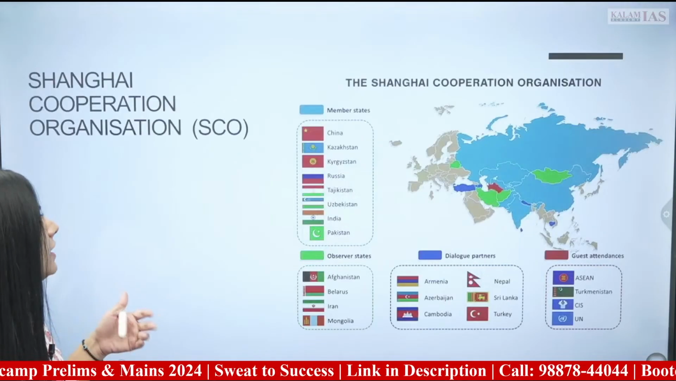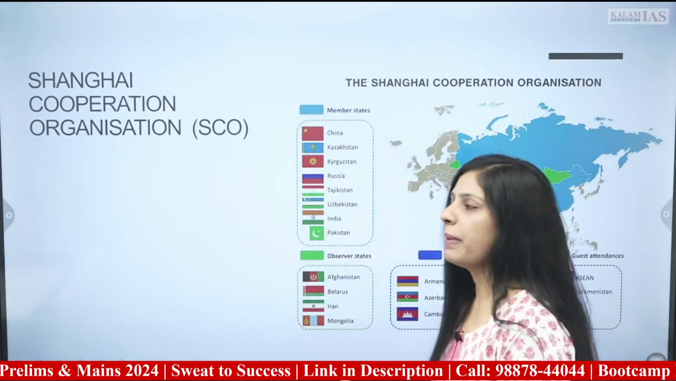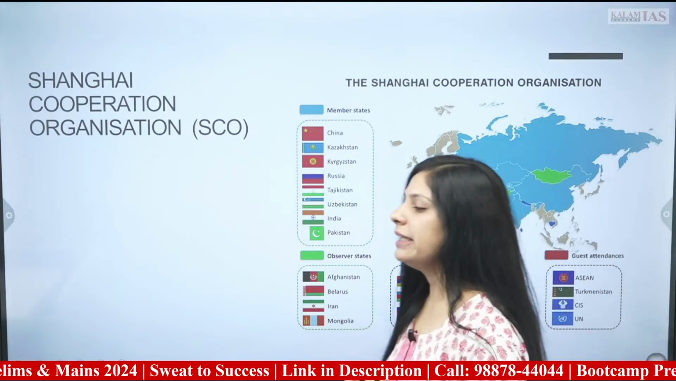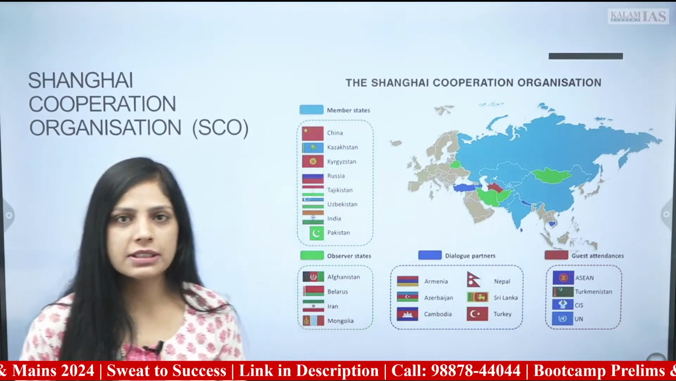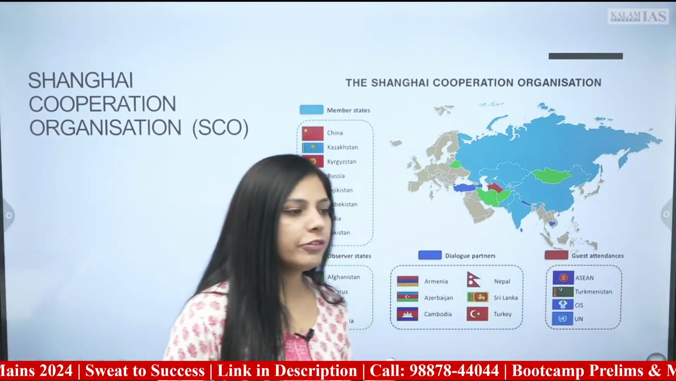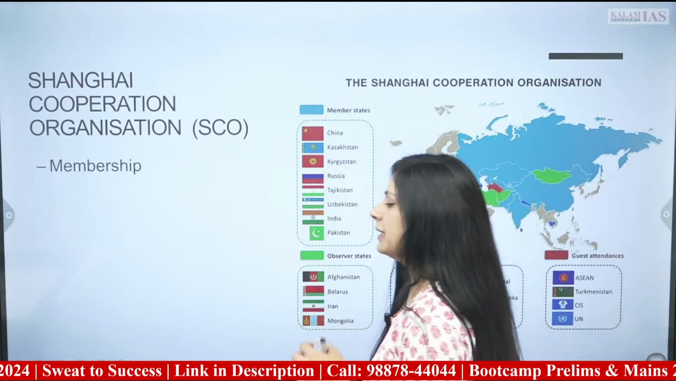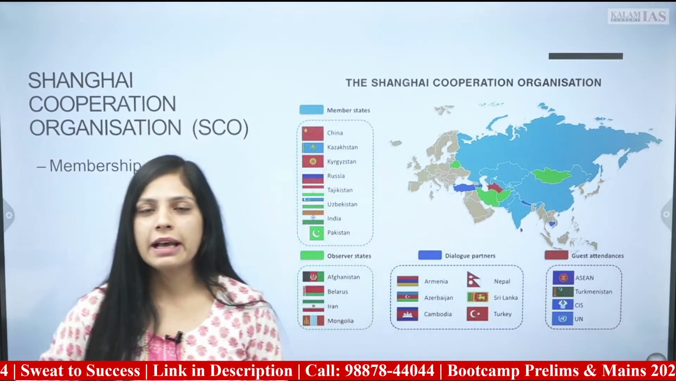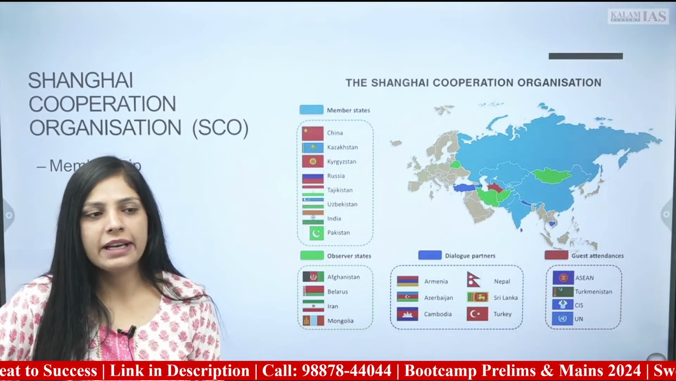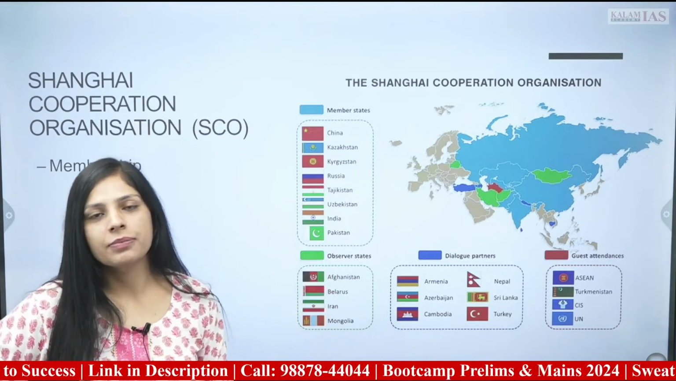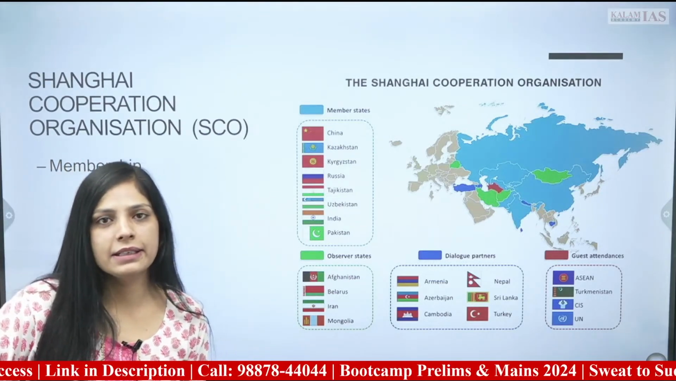So since this question is focusing on SCO, we'll see how we can prepare it, but we can also see a general framework which we can take for all the other international institutions, right? See, this time a question has been asked on SCO, next time a question would be there from another international institution, right? But I am giving you this framework, so you can keep this in mind and see how you can prepare well, right?